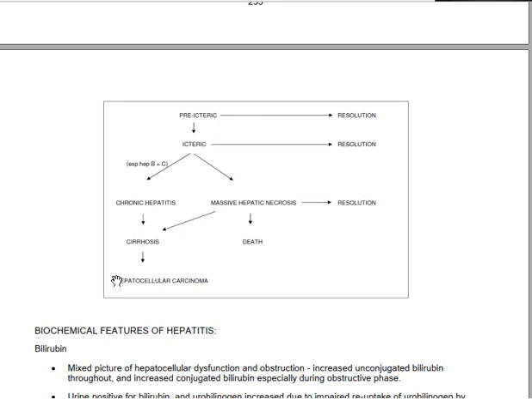Now you need to know that it is only hepatitis C that first results in cirrhosis, then hepatocellular carcinoma. Is it clear? Hepatitis B can lead directly from chronic hepatitis to hepatocellular carcinoma. Generally, hepatitis B does not move from chronic hepatitis to cirrhosis or hepatocellular carcinoma. When there is that progression, you think of hepatitis C. Now, you have massive hepatic necrosis, which can result in death, and then you can also resolve.